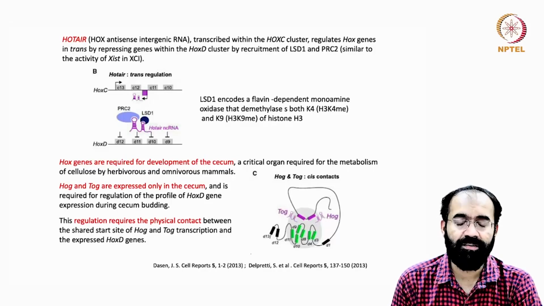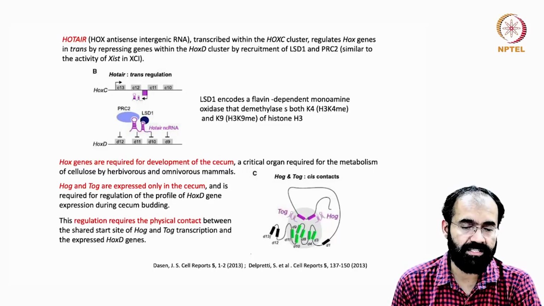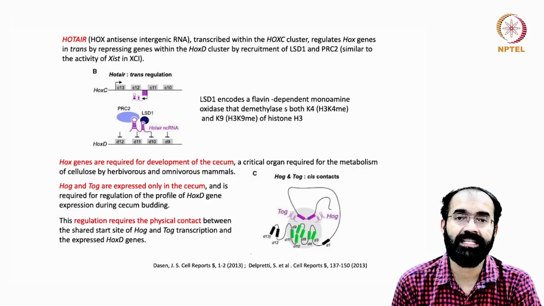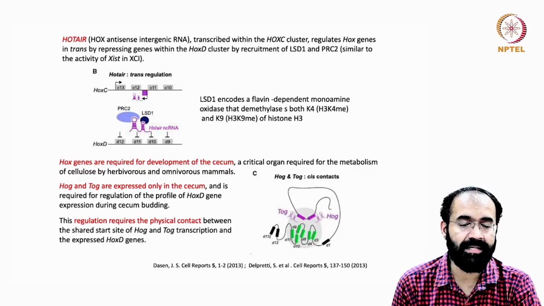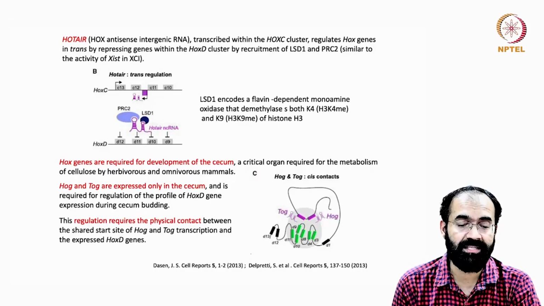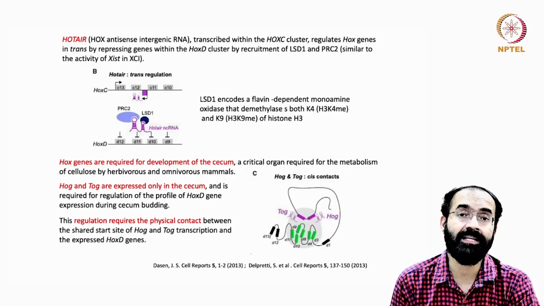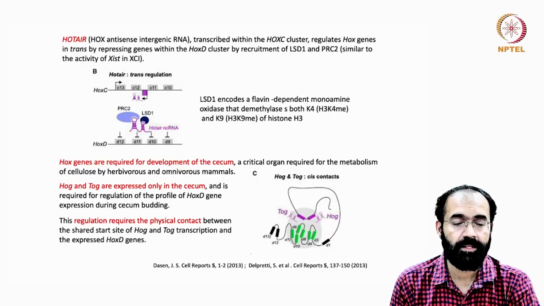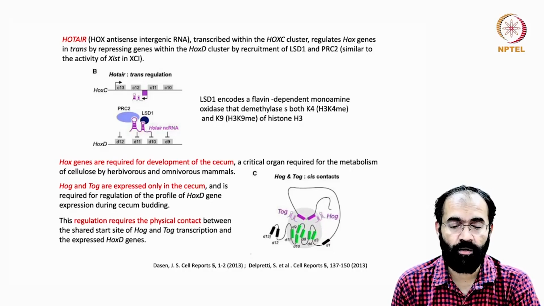So we call this HOTAIR regulation a trans regulation, because HOTAIR is present in the HOXC cluster, but it is expressed and goes and influences the transcribability of the HOXD cluster, while recruiting proteins required for the epigenetic modification, making the chromatin heterochromatic. So the moment HOTAIR is expressed, it will go and locate onto the HOXD locus and prevent its expression.